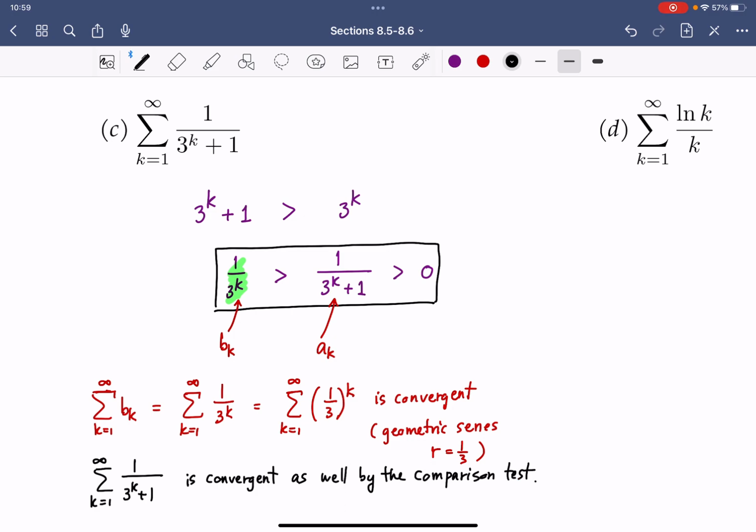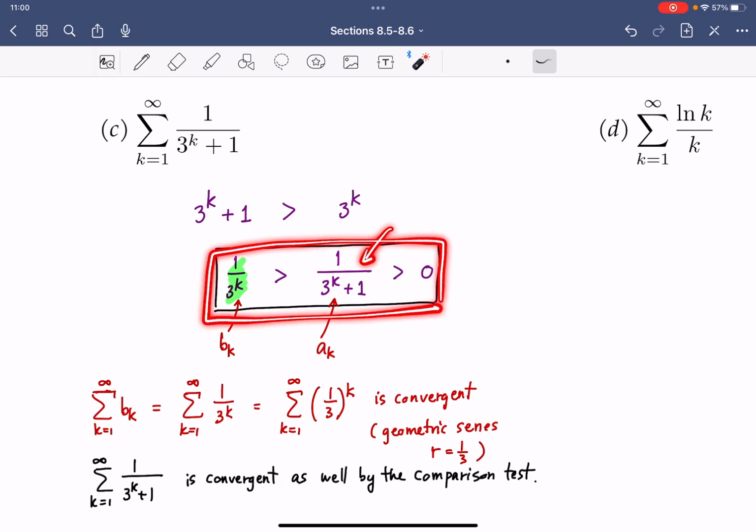Sounds good? You need to be lucky enough that the BK part here is actually convergent. Well, if you bound with something that is divergent, no conclusion. You have to pick something else, because if you want to use a comparison test, the thing that you bound it with must be convergent in order to make the conclusion.